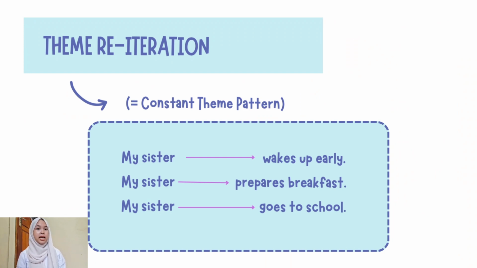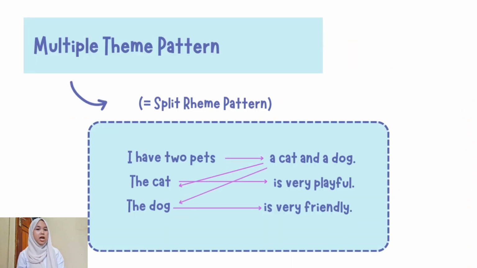In the sentence, the theme "my sister" stays the same. This pattern is very clear and easy to follow, and it is often used in descriptive text. The third pattern is the multiple theme pattern, which is also known as the split rheme pattern.